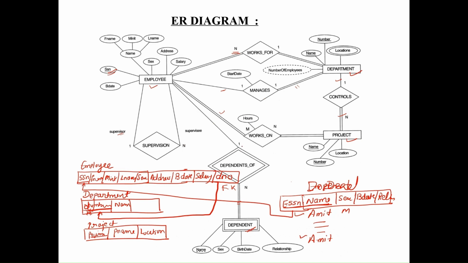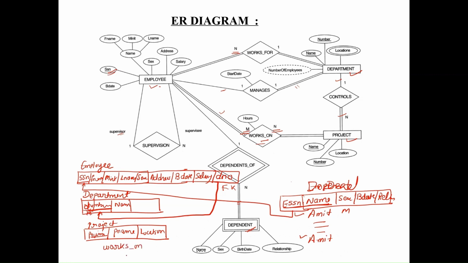The next rule is related to many to many. Many employees work on many projects. So when there is a many to many relationship, then create three relations. One is the employee, which is already created. Another is project, which we have created here as a strong entity. And for works on, we have to create a new relation. So here I am writing the works on relation.